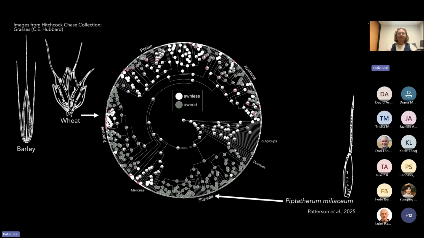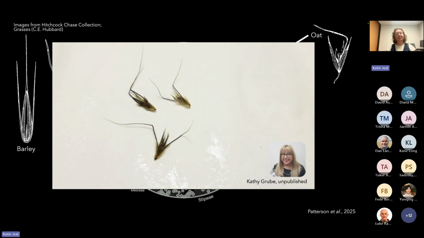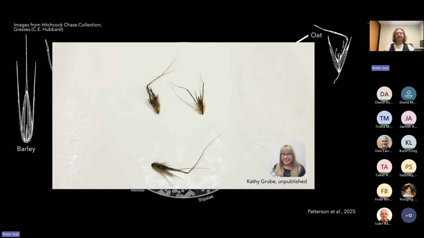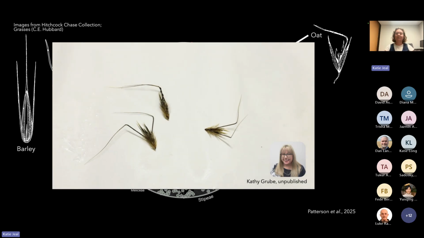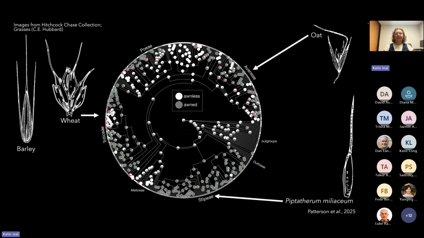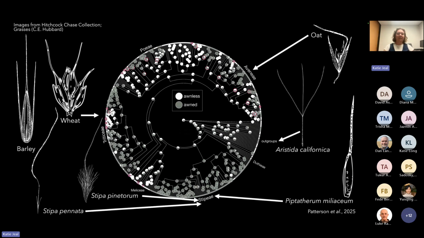Similarly, oats have this twisted geniculate morphology, which is hygroscopic, and this allows twisting and untwisting of the awns in response to humidity or water, and this aids in seedling burial. But we also see this morphology of a twisted geniculate awn within the Stipeae, and we see more unique morphologies throughout the grasses, such as the feathery awn of Stipa pinnata or the three-pronged awn of Aristida, both of which have been suggested to aid in wind dispersal.